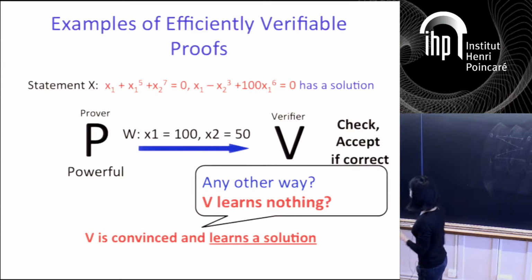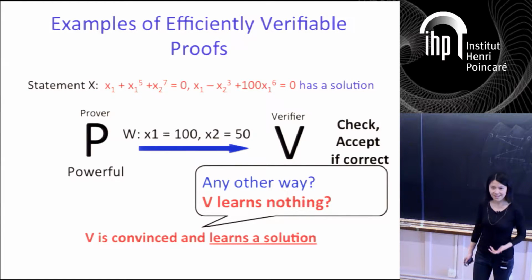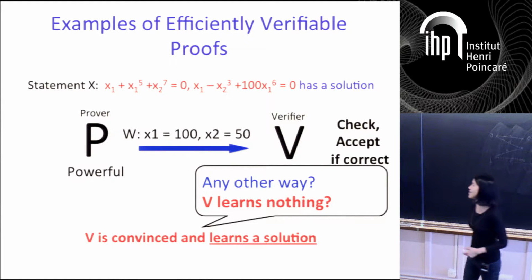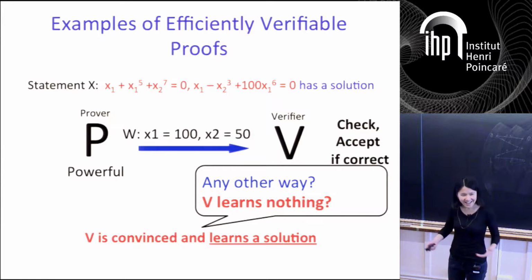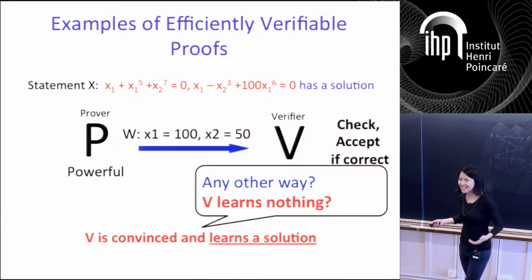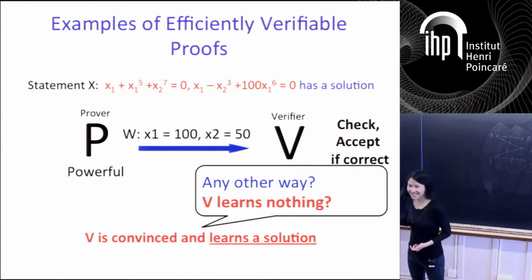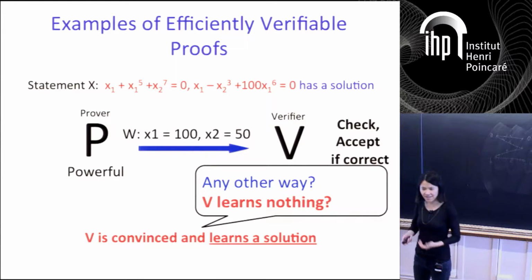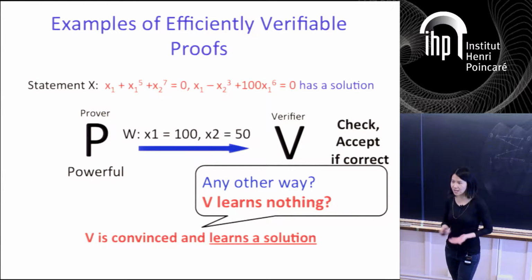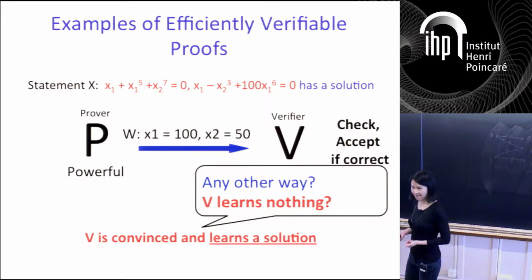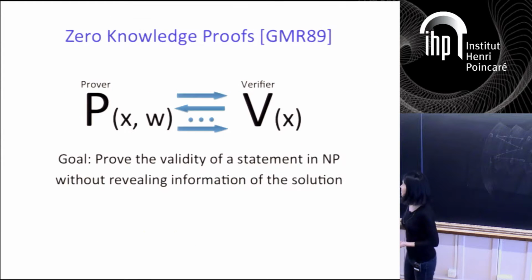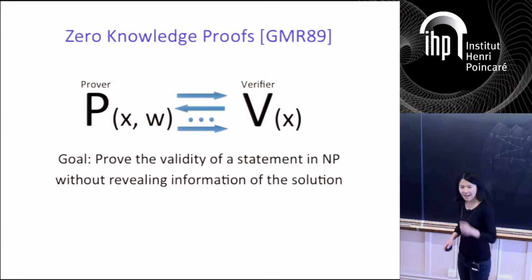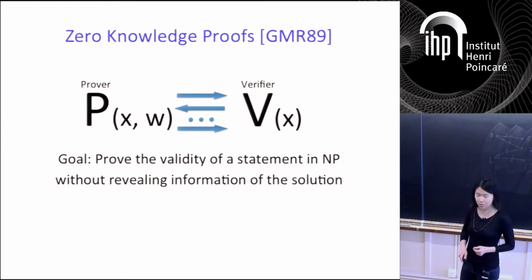Okay? Now I could ask, we've been doing this for thousands of years. Is there any other way? Just for the fun of it. Is there any other way? In particular, is it possible that I can convince a verifier where he learns no solution at the end of it? Okay? And this is very much the goal of zero knowledge proofs.